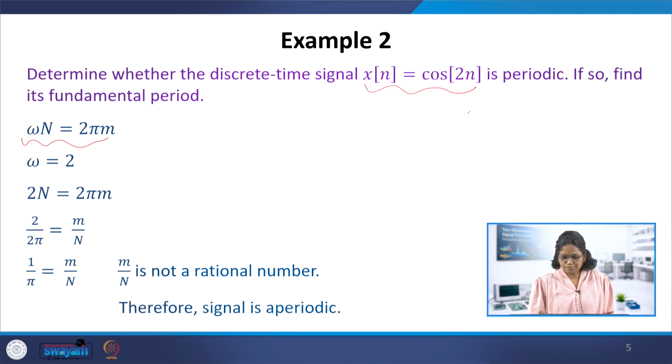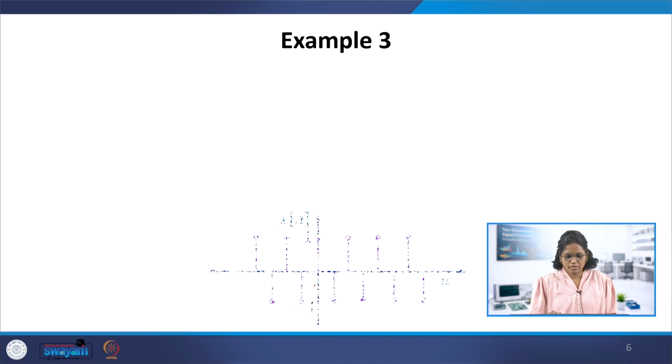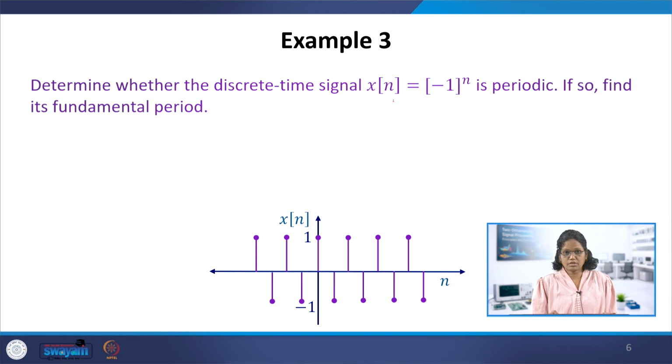Simply, we can say that if you plot this signal with respect to n, you can observe that it won't have a repeating pattern. So this is an aperiodic sequence. For example 3, we take the signal x of n equal to minus 1 power n.